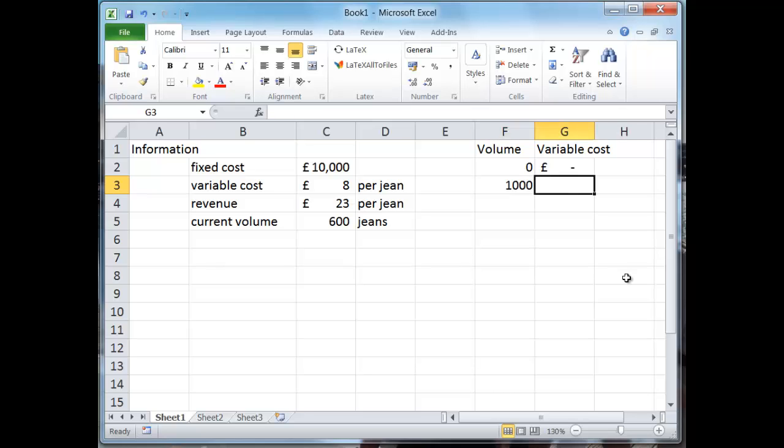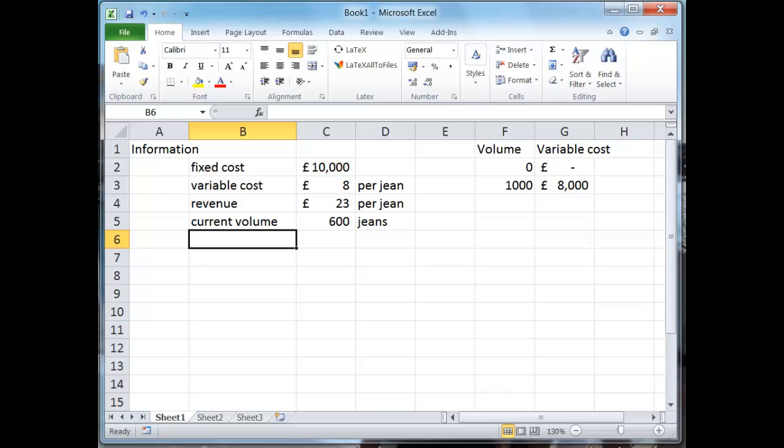Now let's see what happens if we change the volume to 1000 jeans. What is our variable cost? Well, of course, 8 times 1000 jeans, 8,000 pounds. That's all very good. What else do we have? Well, the total cost is of course the variable cost with the fixed costs.